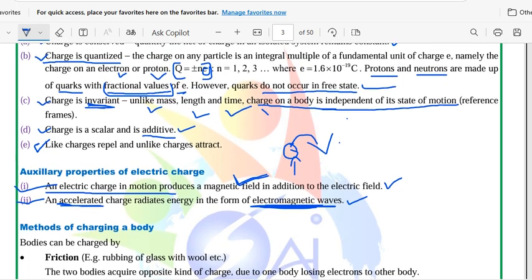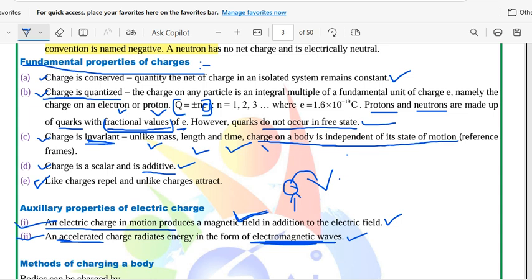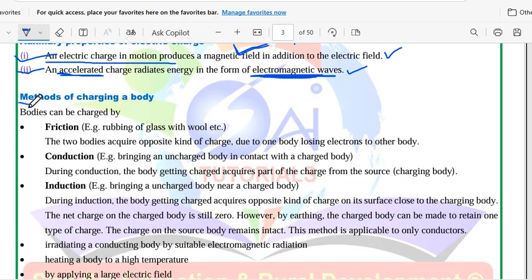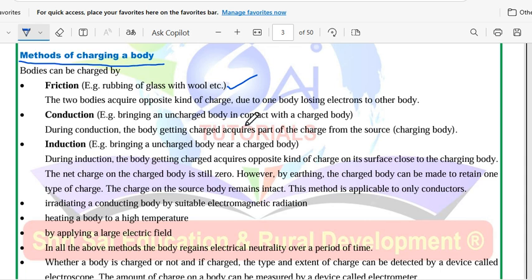So dear students, we have discussed the fundamental properties of charges, and the second is the auxiliary properties of electric charges. Yesterday I discussed methods of charging a body: by friction, rubbing a glass with wool, where two bodies acquire opposite kinds of charge due to one body losing electrons to the other. I have explained in detail. You can watch it. Next, charging by conduction: bringing an uncharged body in contact with a charged body, the body getting charged acquires a part of the charge from the source.